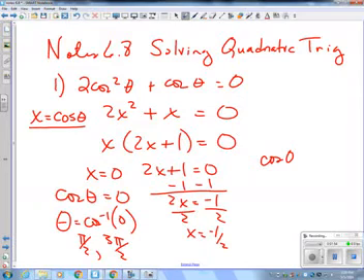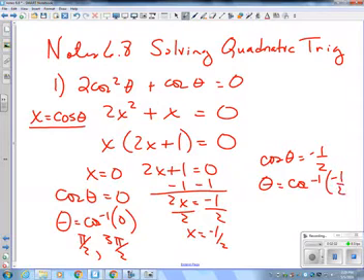Now let's do cosine of this equal to negative 1/2. So I've got a cosine inverse of negative 1/2. Now cosine is only negative in quadrant 2 and 3, because that's where the first number is negative. And so I'm looking for where the first number is negative 1/2.